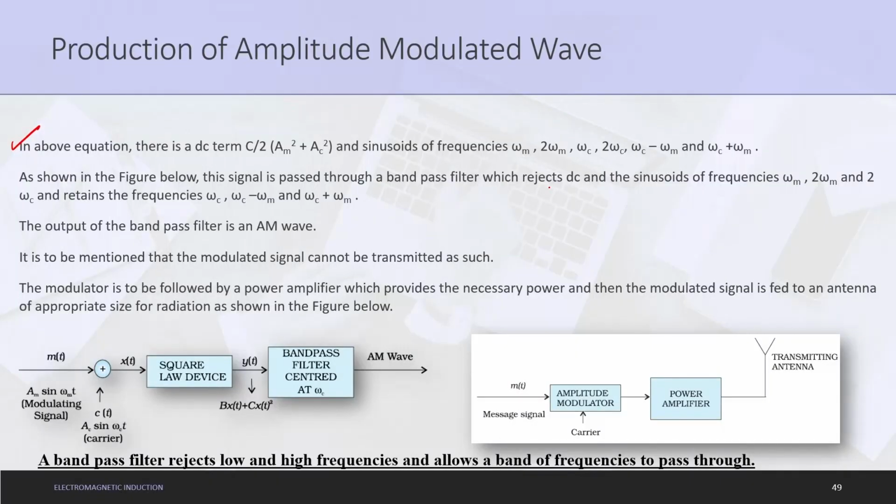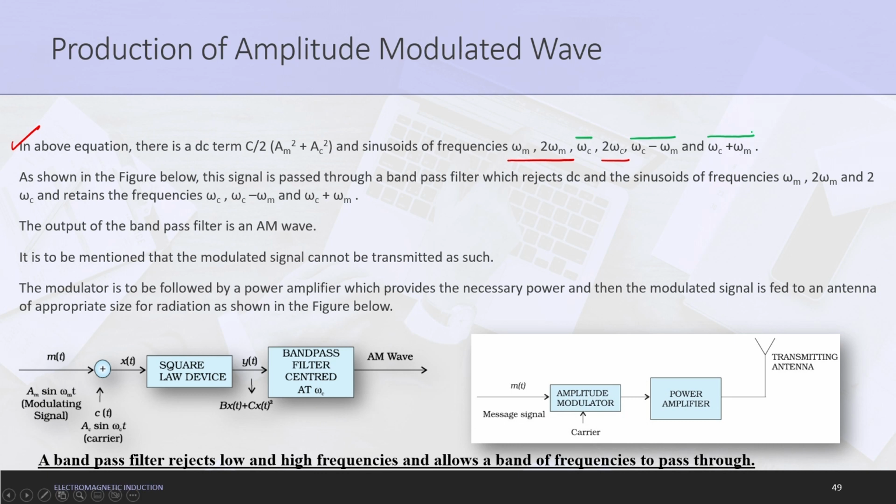The band pass filter rejects DC and the sinusoids of frequencies omega m, 2 omega m and 2 omega c, and retains the other frequencies. To make it more clear, I will use two different colors. The rejected frequencies, noted in red color, are omega m, 2 omega m and 2 omega c, and the frequencies which are accepted or retained are omega c, omega c minus omega m and omega c plus omega m.